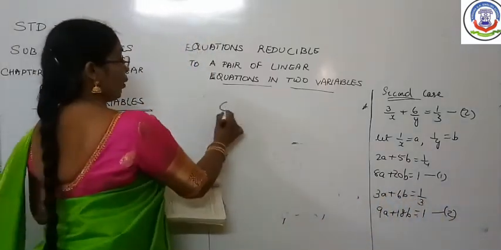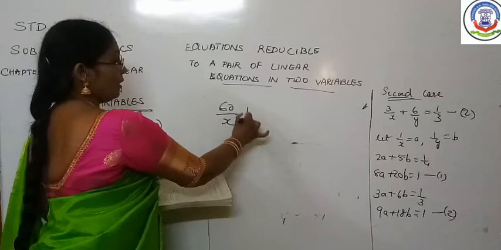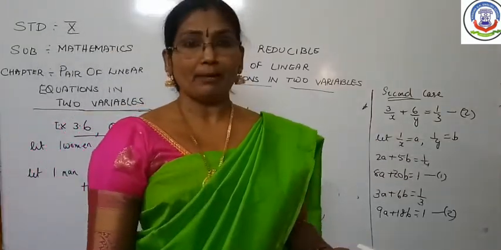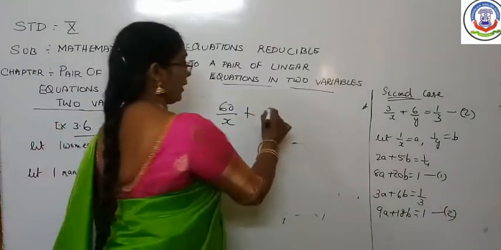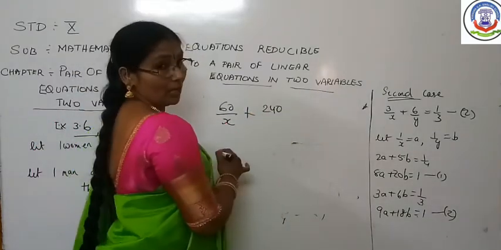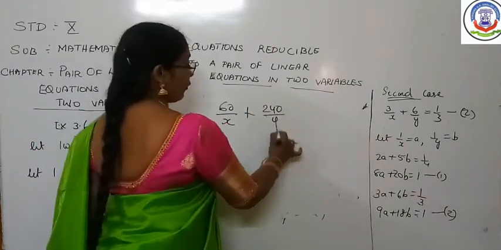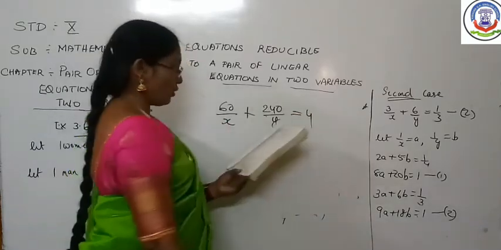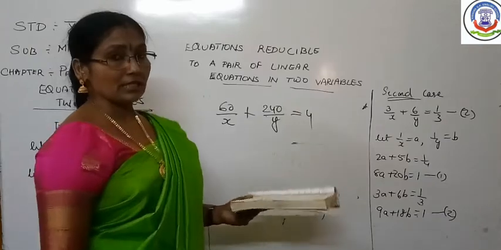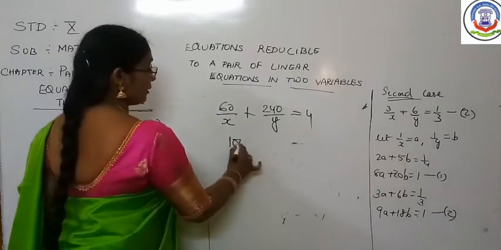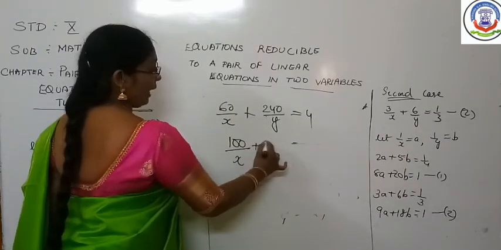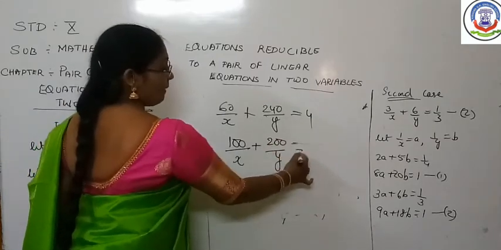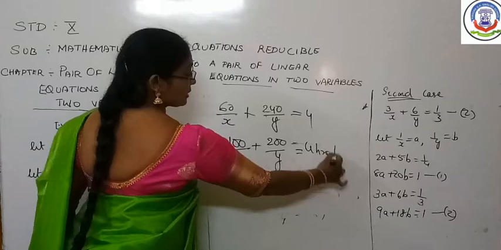So 60 upon x plus, next, the remaining by bus. The total distance she has to cover is 300, so how much remains by bus? 240 upon y is equal to the time taken, which is given as 4 hours. But in the second equation it is given that 100 km by train and the remaining, that means 200 km, by bus. But here it is given that 4 hours 10 minutes.